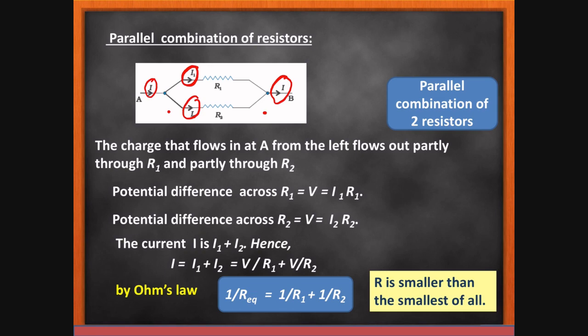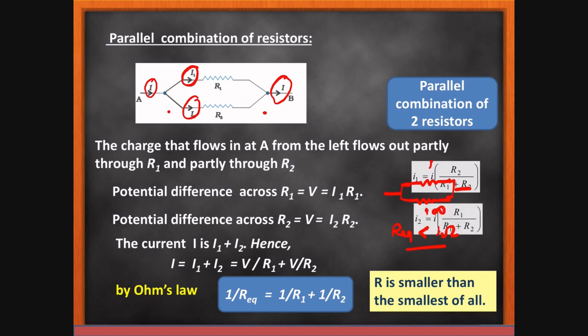It means if we attach 1 ohm and 100 ohm resistance in parallel, then R equivalent is less than 1 ohm. So this is the formula for calculating I1. We can calculate I1 as I times the whole bracket R2 upon R1 plus R2, because current divides in inverse ratio of resistance. Similarly, I2 is equal to I R1 upon R1 plus R2.